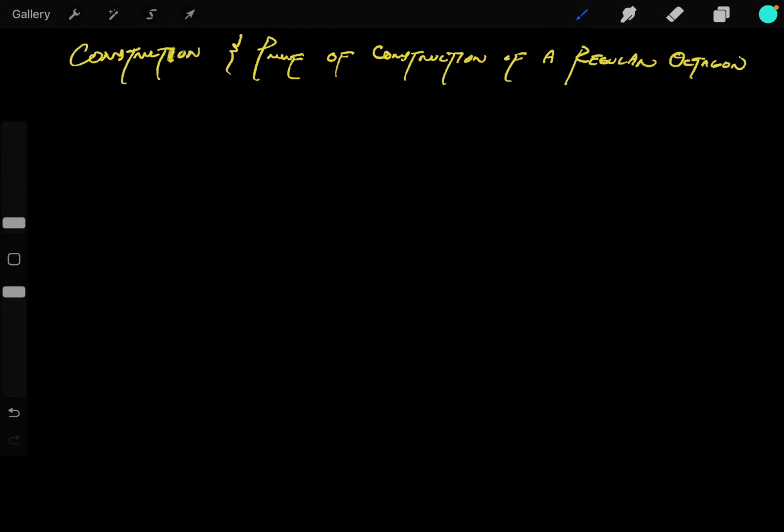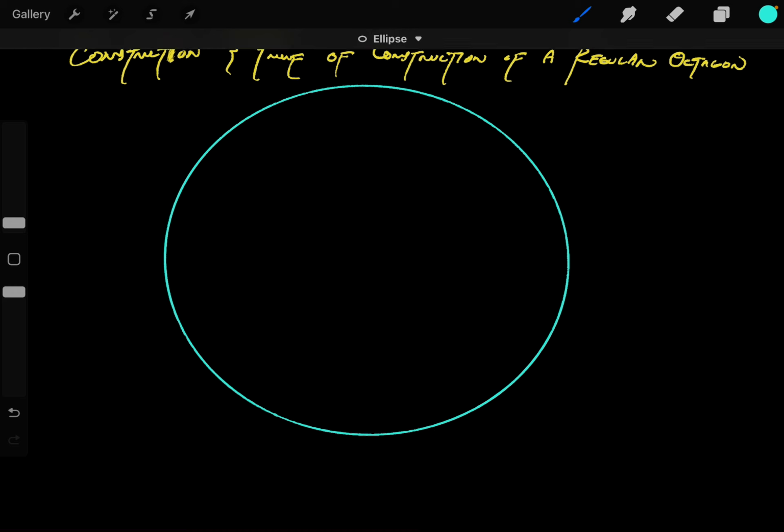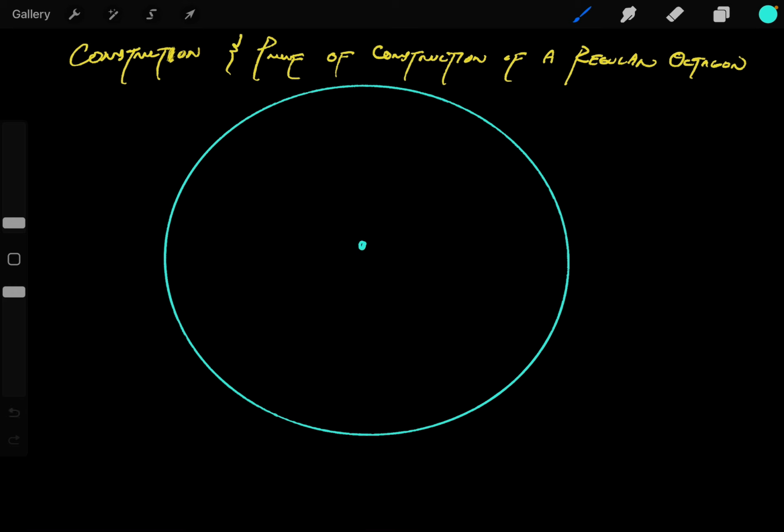Okay, so what we're going to construct and prove now is the construction of a regular octagon. Again, we start off by drawing a circle of any radius. You open up your compass to any length and draw that circle. Now you're going to construct a square. In order to construct the square, you draw a diameter, any diameter.